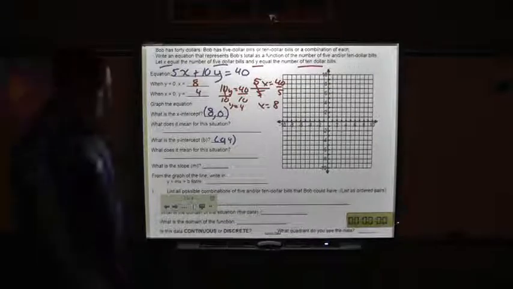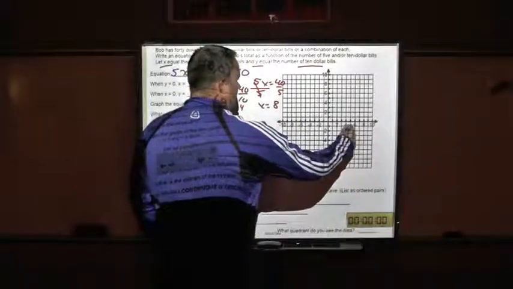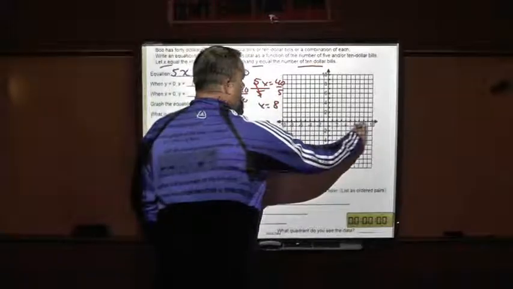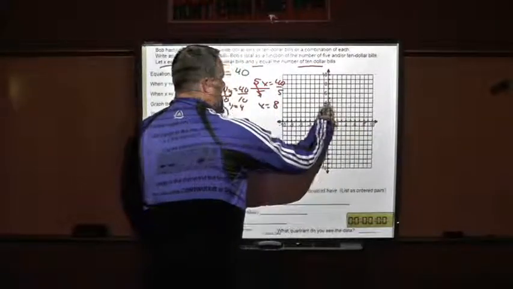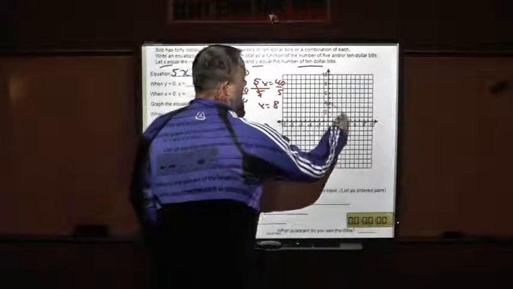So, right now, plot the points on your line. Plot the points 8, 0. Plot the points 0, 4. Draw a line through.